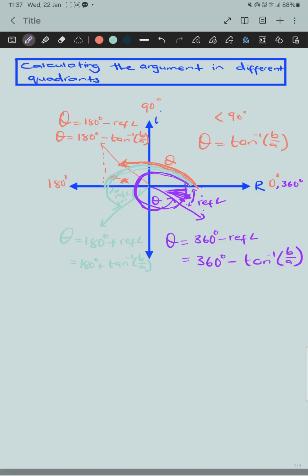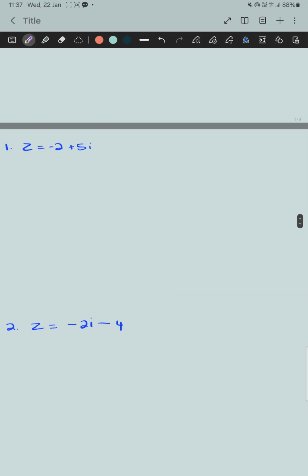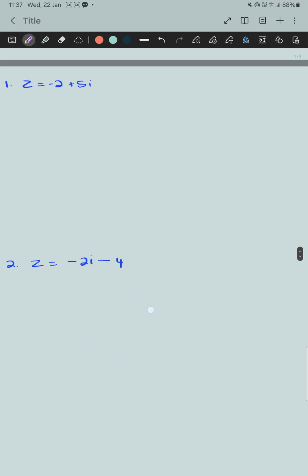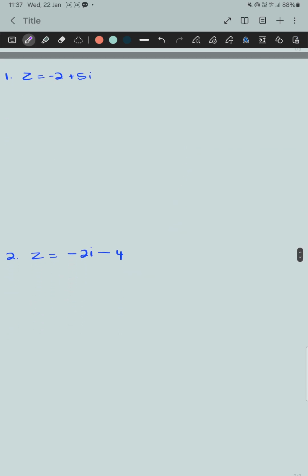All right. Let's go straight into examples and see how this works. We have a few examples that we are going to do. In each case, we are going to be calculating the modulus and the argument in every single case. So if I'm looking at this, my Argand diagram, make it tidy.